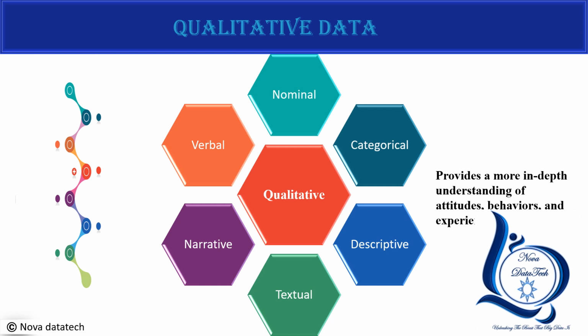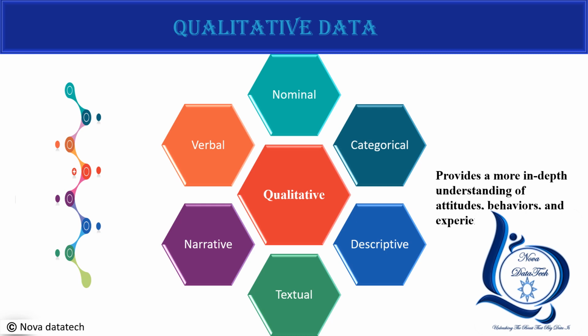Qualitative data is descriptive and non-numerical data. It provides a more in-depth understanding of attitudes, behaviors, and experiences. Qualitative data is often collected through methods such as interviews, focus groups, and observations, and used to describe the qualities or characteristics of a phenomenon. Examples of qualitative data include opinions, attitudes, beliefs, and motivations. It can be further divided into one, nominal data.